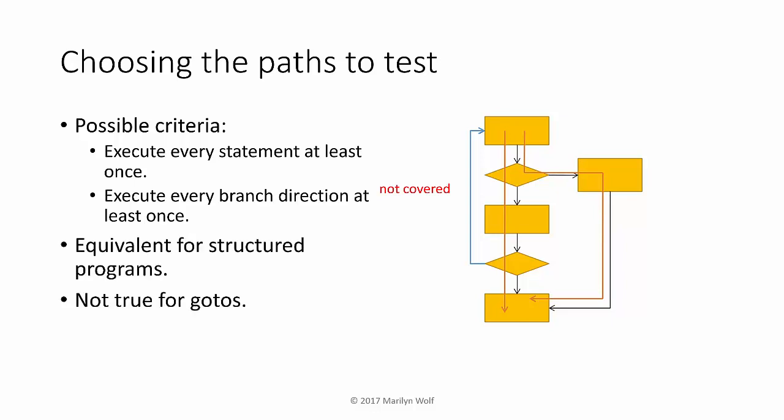Now, it turns out that these two criteria are equivalent for structured programs, that is, programs that do not have gotos. But if we allow gotos in our program, then the branch condition is more general than the statement condition. That is, testing every statement at least once doesn't guarantee that we've executed every branch direction at least once.